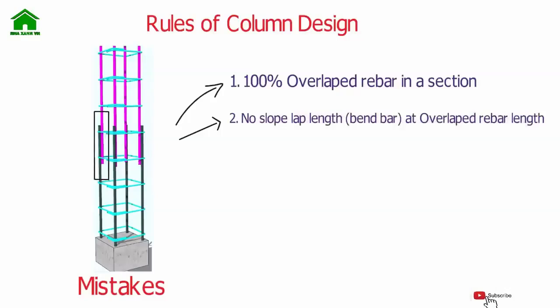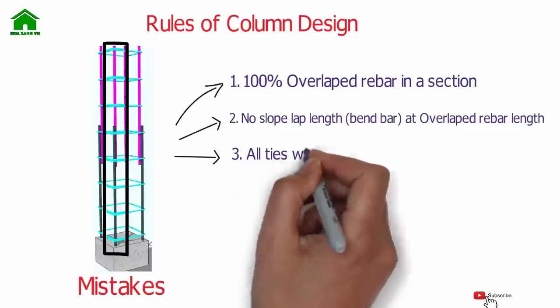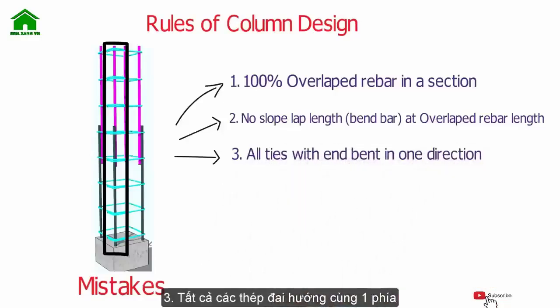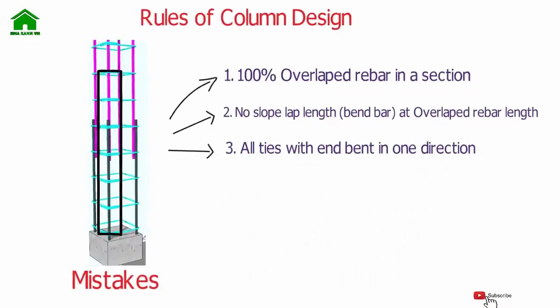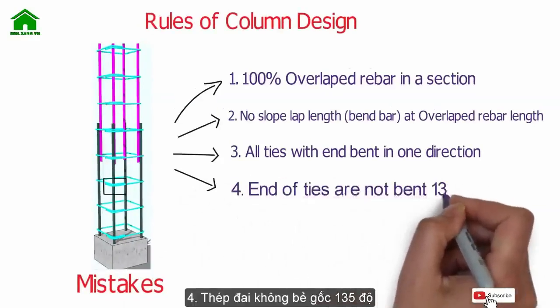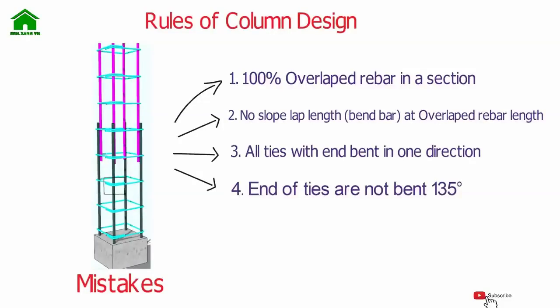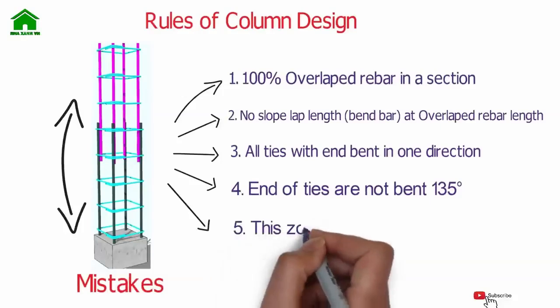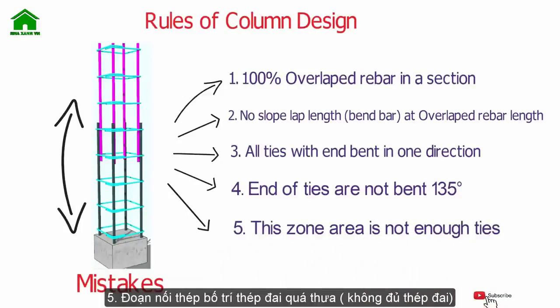This means no bending bar. The third: all ties with end bend in one direction. The fourth: the ends of ties are not bent 135 degrees. And the fifth: this area has no inner ties.